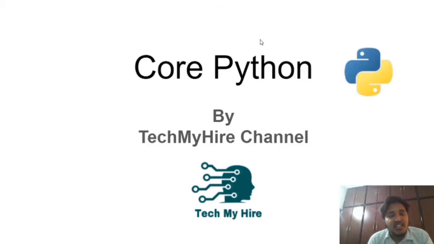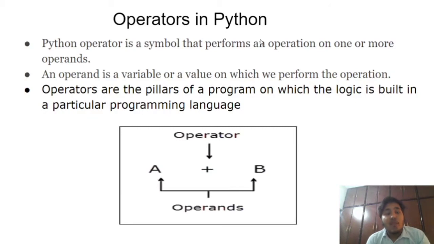So in this screencast, I am going to introduce you to the operators in Python. A Python operator is a symbol that performs an operation on one or more operands. While we are talking about these operations, we need to talk about three terms: operator, operands, and operation. We need to talk about the differences between these three, guys.